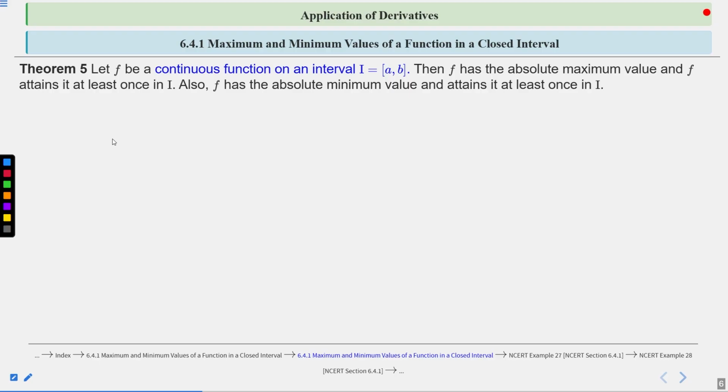Let f be a continuous function on an interval I which is [a, b]. Then f has the absolute maximum value and f attains it at least once in I. Also, f has the absolute minimum value and attains it at least once in I, right?